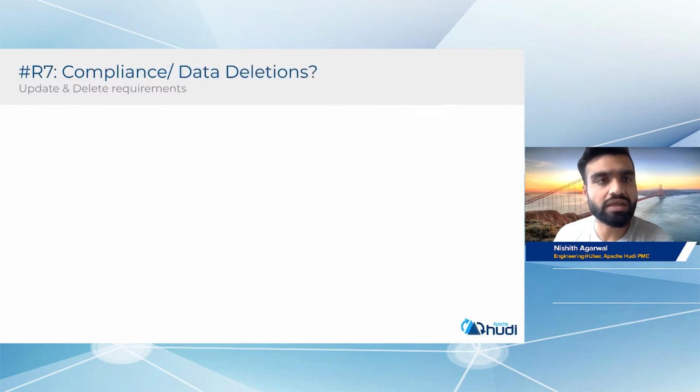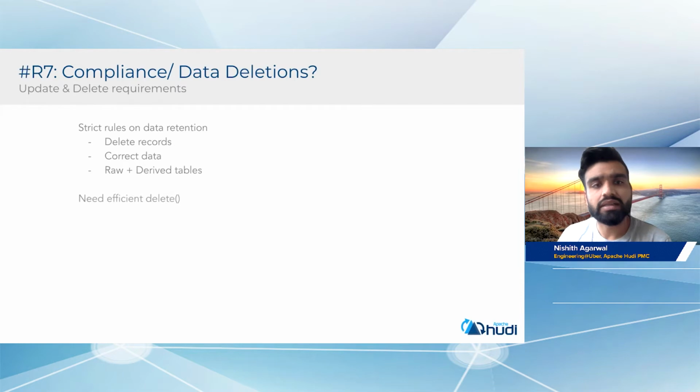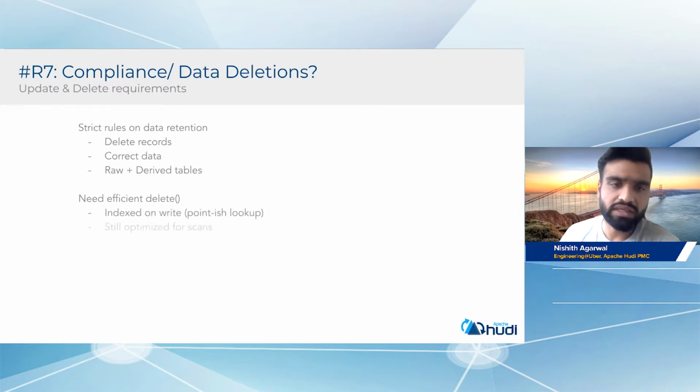The next requirement is around compliance and data deletions. In today's world, there are strict rules on data retention, which records you want to keep, you want to correct, you want to delete. And these use cases spill over to any and all kinds of pipelines and tables that you may have on your data lake or the derived lake. To be able to do that, you need some sort of pointed lookup to be able to do efficient deletes.